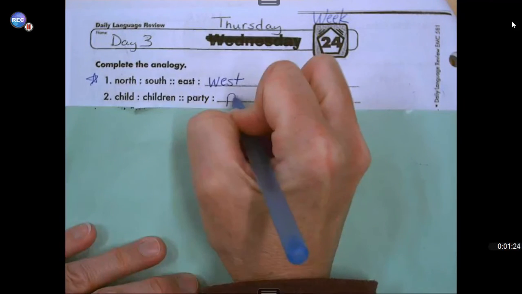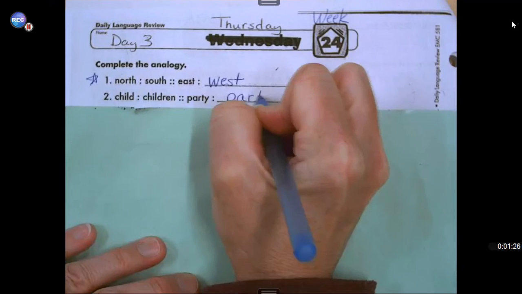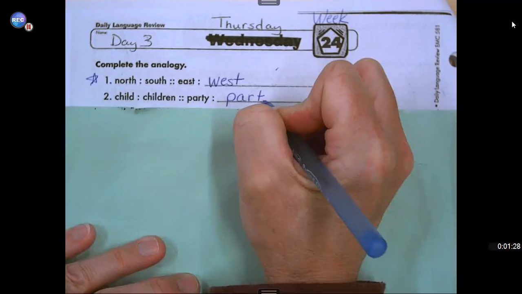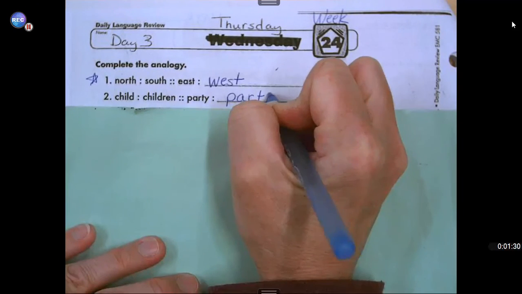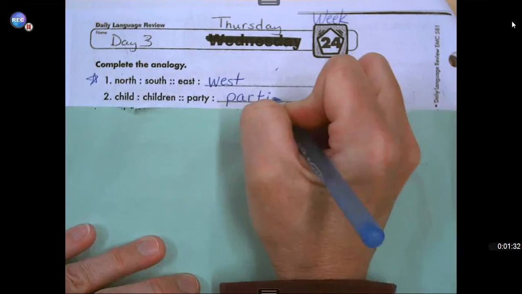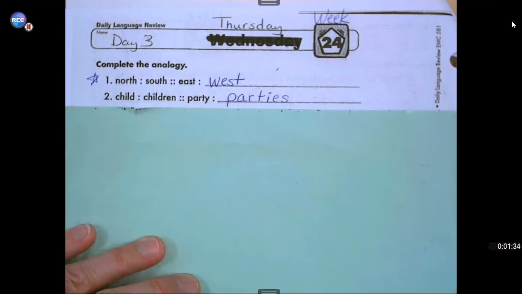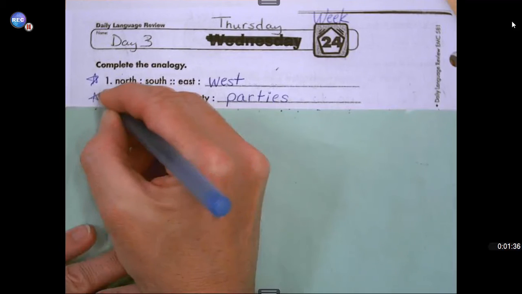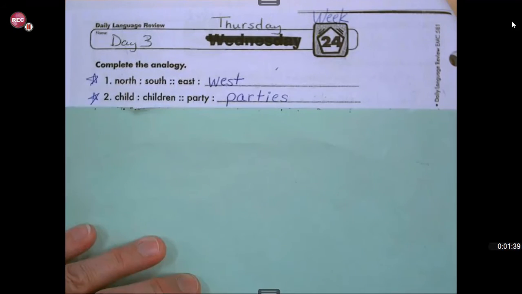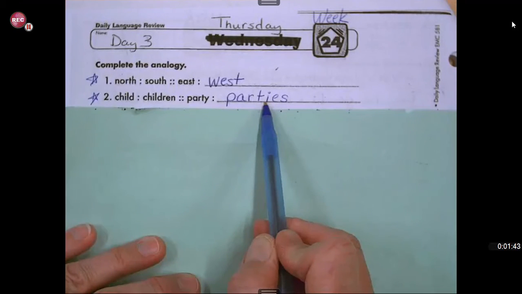Now remember the spelling rule. If you have a word ending with a consonant and a Y, you have to change the Y to an I and add ES to make it plural, more than one. No apostrophe. An apostrophe shows something belongs to something. This is just showing more than one.